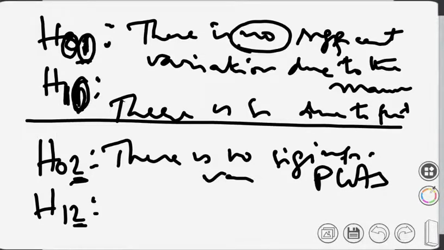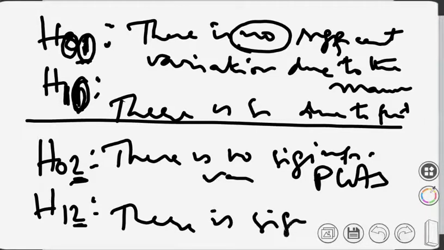And what is the alternate hypothesis? There is significant variation due to the plots. You can mention plots A, B, C, D. Here you can mention NKP, right? Those who are familiar with manure and fertilizer know the NKP fertilizer, that's why I've given the names like that. So these two are the null hypothesis and alternate hypothesis.